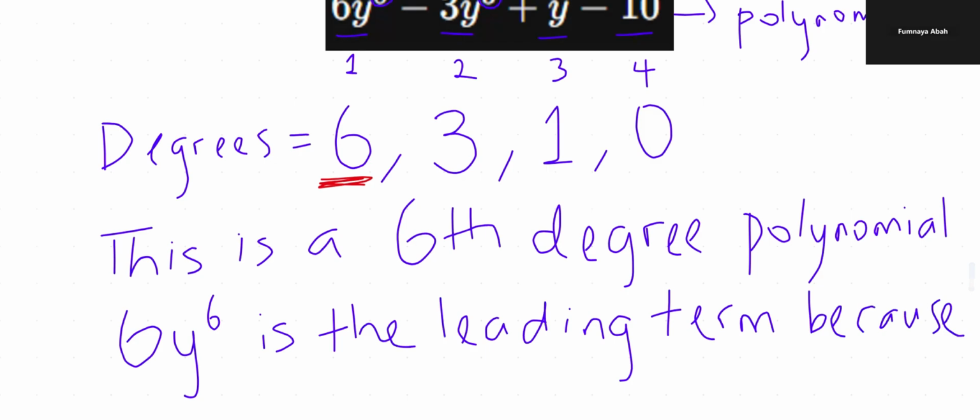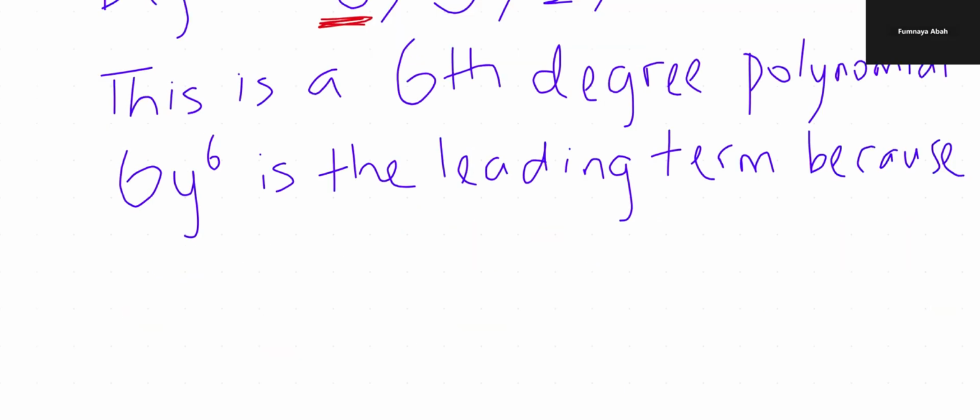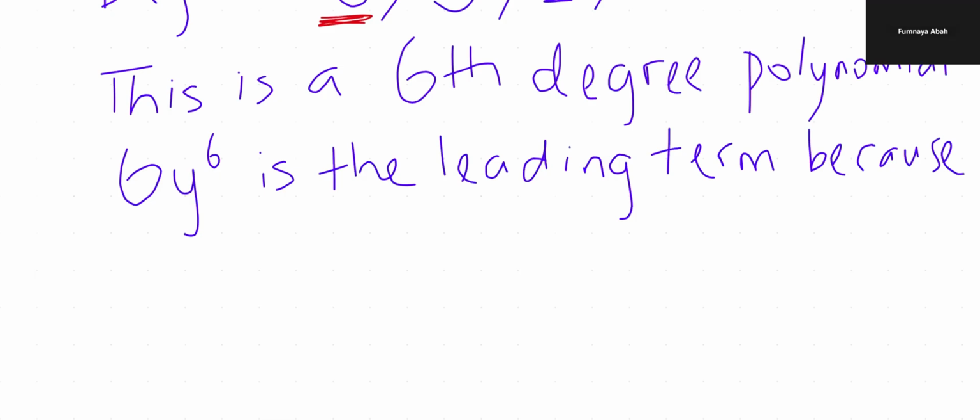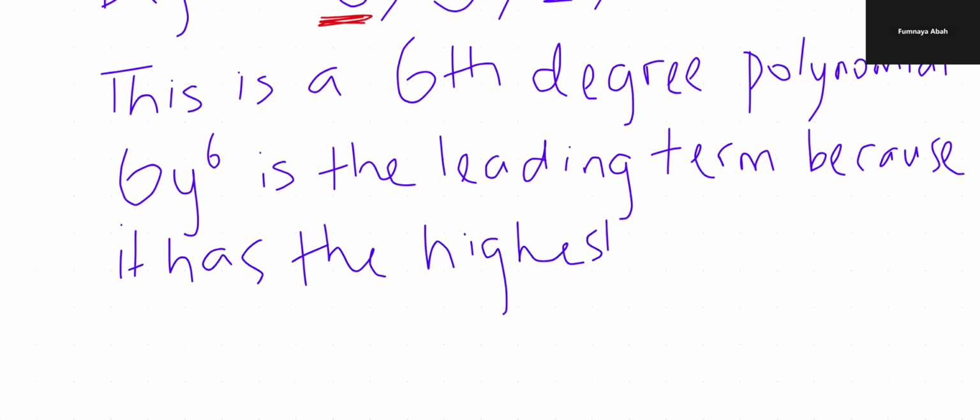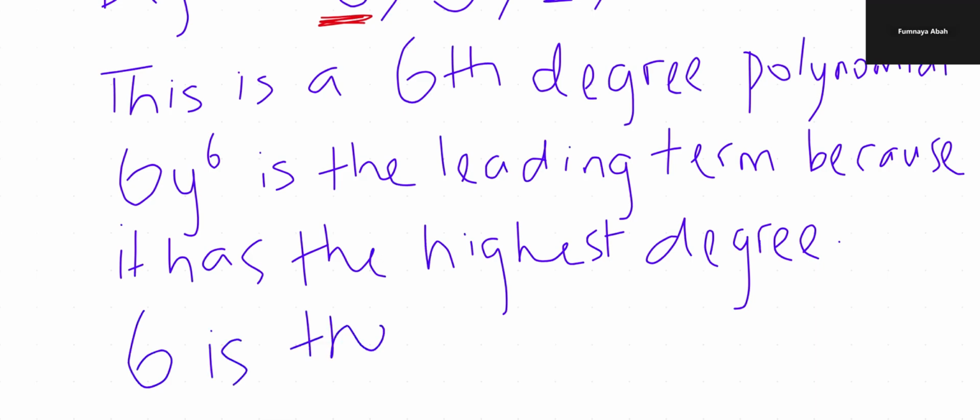Scroll down a bit. It's the leading term because it has the highest degree. Good. And since 6y^6 has a coefficient of 6 in front of it, the coefficient of 6y raised to the power of 6 is 6. So 6 is the leading coefficient, because it's the coefficient of the leading term.